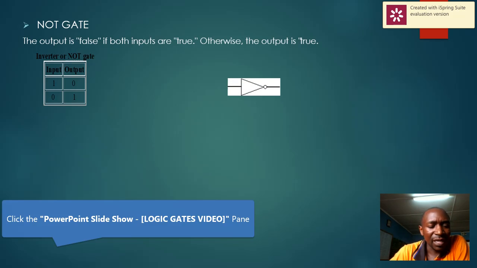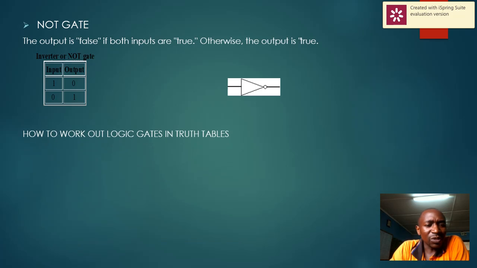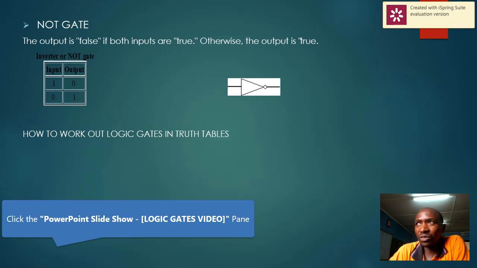Now, how to work out logic gates in a truth table? Someone will be asking, what is a truth table?